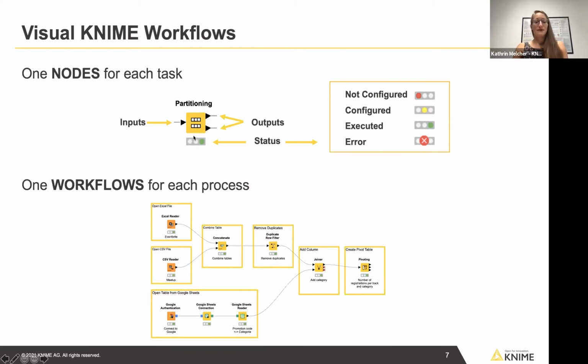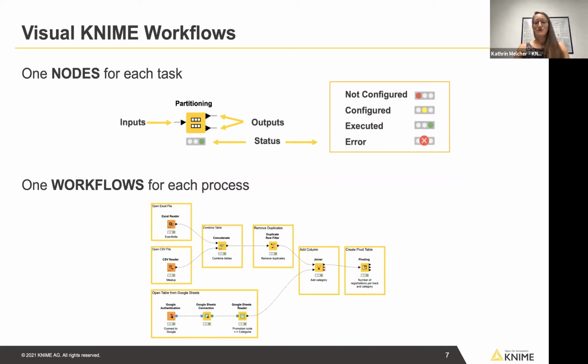In general, this traffic light below tells us always the status of a node. So normally if we create a new node, the traffic light is often red, which means that this node is not configured yet. This means we might need to define some setting options. For example, if we want to read an Excel file, where is this Excel file located that we want to read? After we configured the node, then normally the traffic light is yellow. That means this node is now ready to get executed.